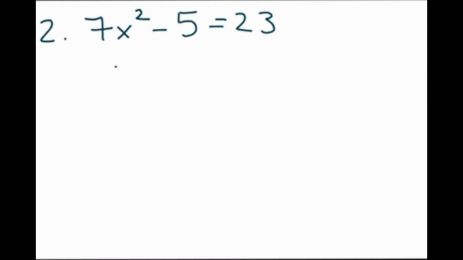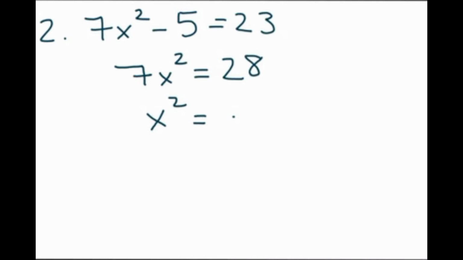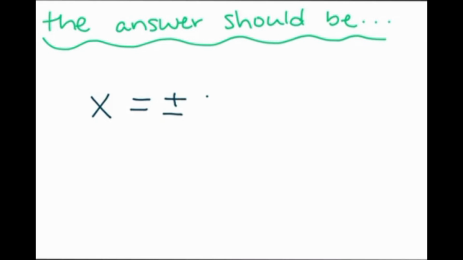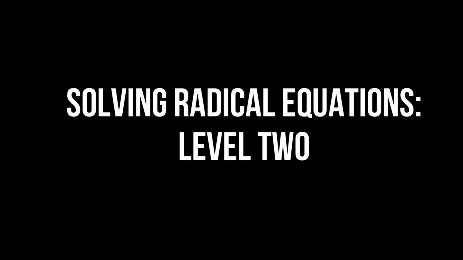The first step in solving the problem is to get the 7x squared by itself. To get it by itself, you add 5 to both sides of the equation to get 7x squared is equal to 28. To remove the 7 from the 7x squared, you divide both sides by 7 to get x squared equals 4. The final step is to square root both sides, and your final answer should be x is equal to plus or minus 2.